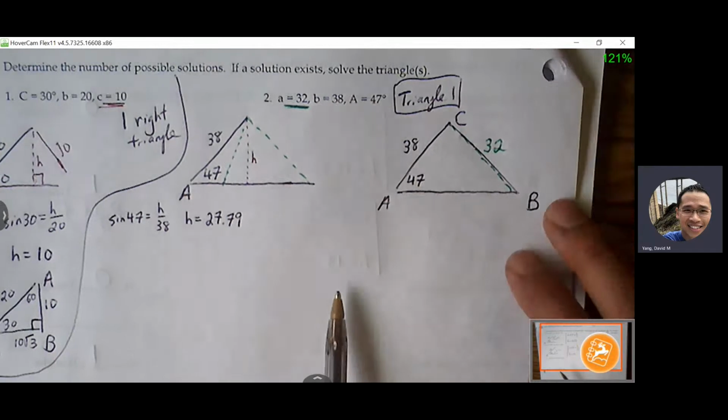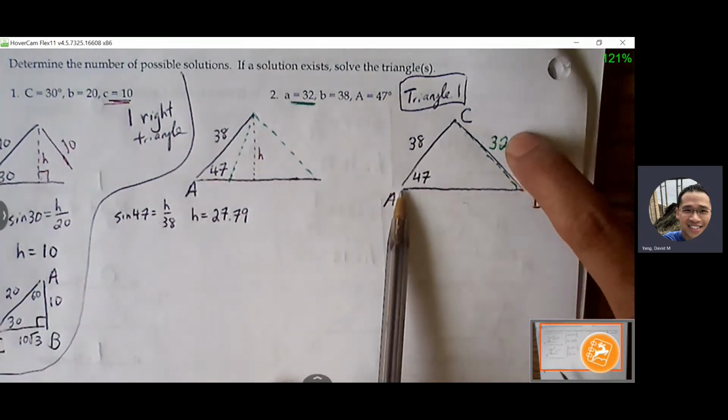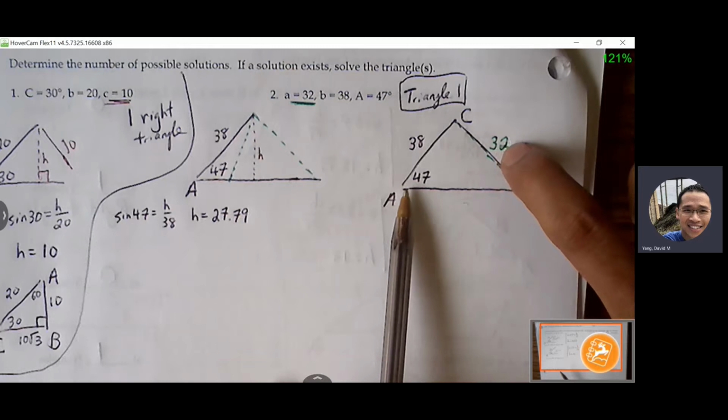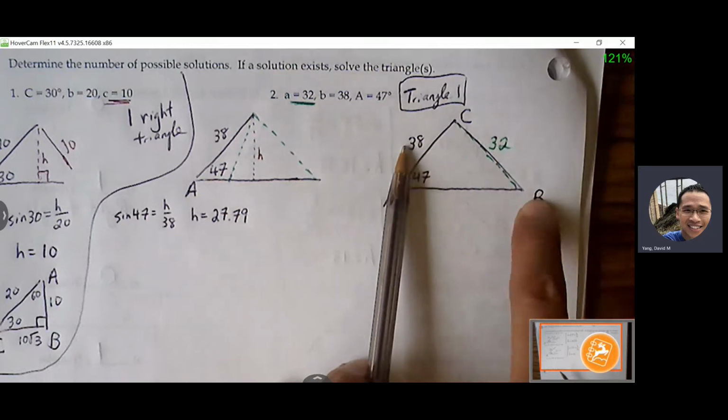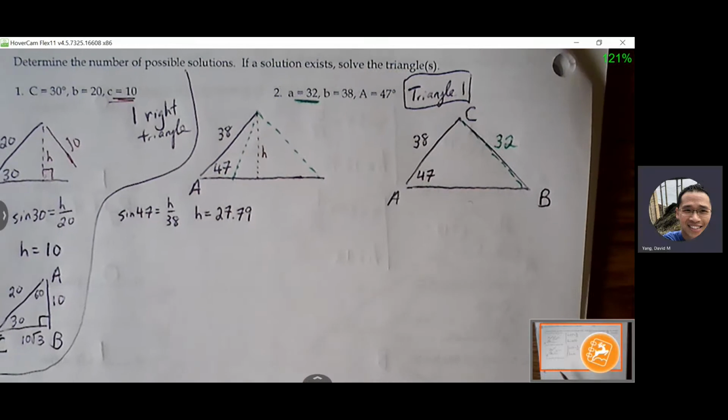Okay, so we actually have enough information to find angle B because we use law of sines, right? We have a perfect pairing for A. We have all the information from A. We can solve for B. Once we solve for B, we can figure out the rest. Okay.